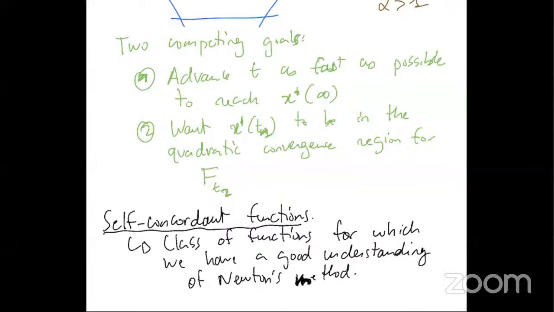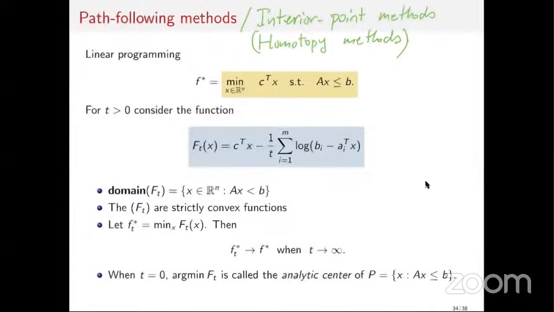Okay, so when t is equal to 0, how is ft defined? You can rescale by t, it doesn't really matter. f0 is defined as minus the sum from i equals 1 to m of log of bi minus ai transpose x. Or that is really t times f0, and you take t going to 0. That is what I mean by t equal to 0: it's really t going to 0.